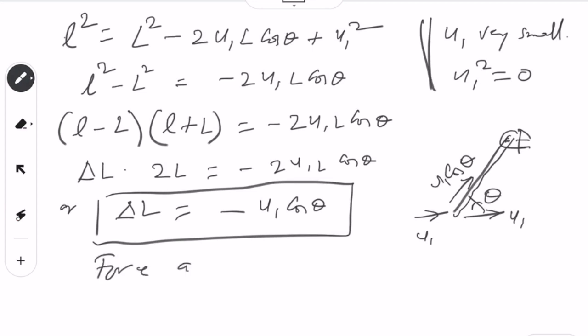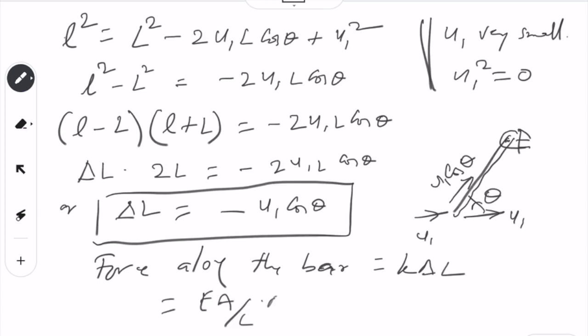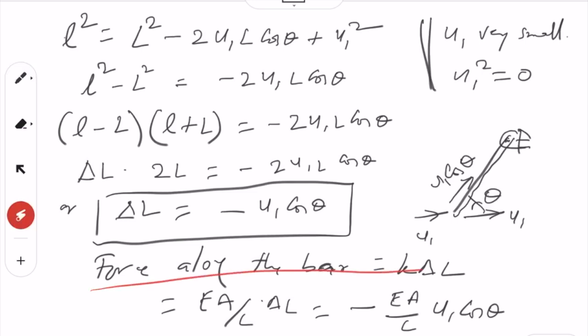will be equal to the force along the bar, which is k delta L, and k is EA over L times delta L, and that will be equal to minus EA over L u1 cos theta. Minus means it's compressive: the length has reduced, hence it becomes a compressive force. So this is the force along this bar right now.